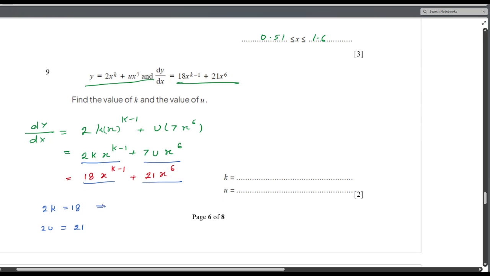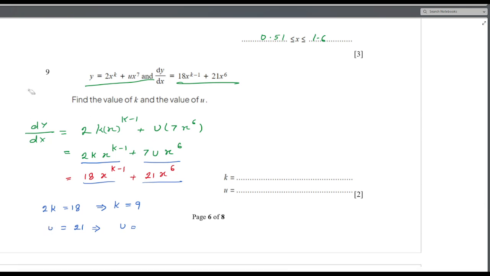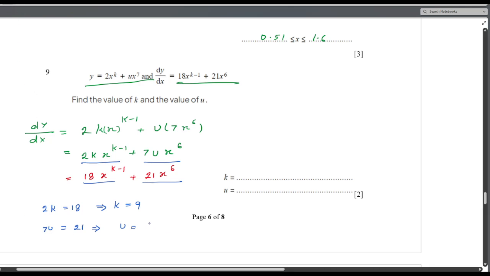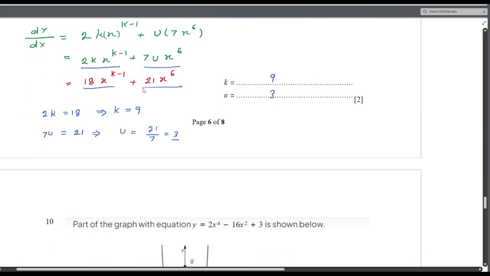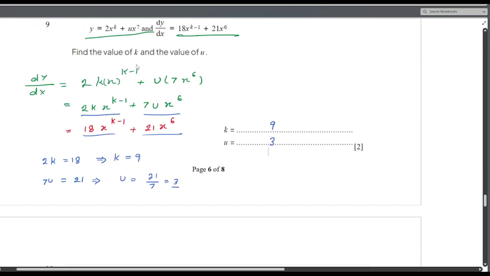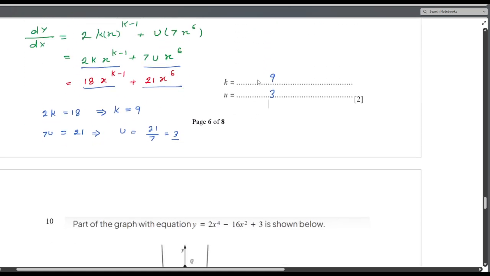So from here I will get the value of k as 18 divided by 2, which is 9, and from here I will get u. 7u is 21. Sorry, here it is 7u. 7u is 21, so u will be 21 divided by 7, which is 3, since 7 threes are 21. So the value of k I get is 9, and the value of u I get is 3. This is for 2 marks only. After comparing, you will get the result.